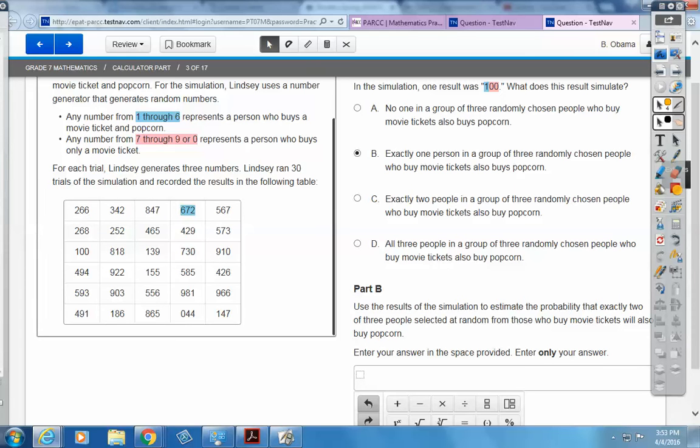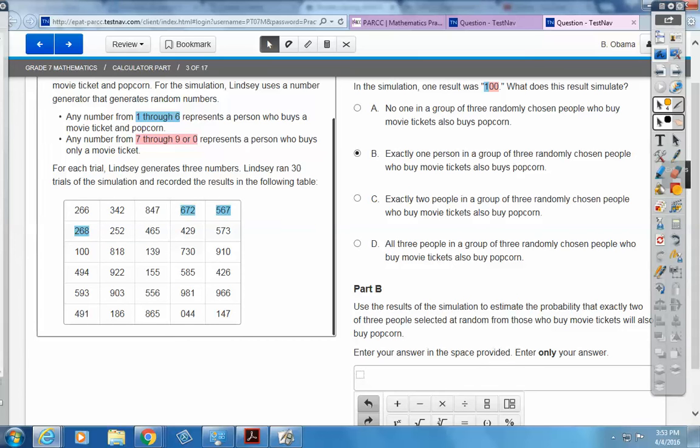I'll strike. Oh, okay. 5, 6, and 7. 5 and 6 works. 7, no popcorn, so that works. 2, 6, 8. 2 and a 6 bought popcorn, 8 did not. That works. 2, 5, 2, that's 3 popcorn, folks.